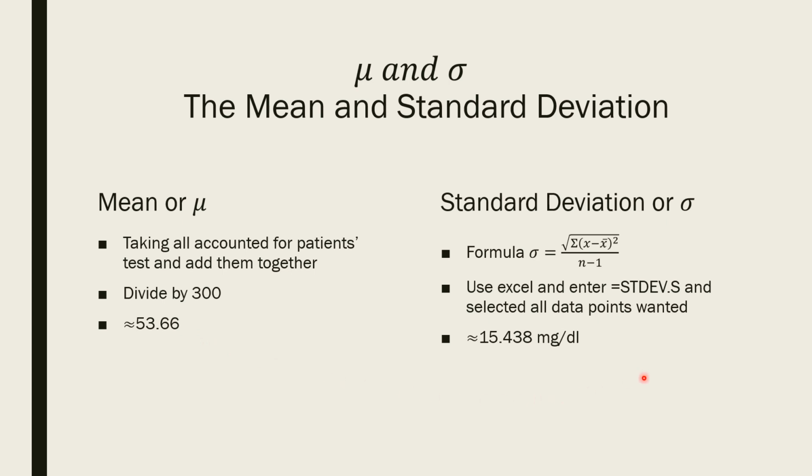And for our next calculation, we're going to look at standard deviation, or sigma. Now this formula right here is the formula that you would actually use if we're doing it by hand. But fortunately, I have the great use of technology. So I actually used Excel and entered equals STDEV.S. And then I selected all the data points that I wanted, which were those tests of the patients, their HDL levels, which gave us a standard deviation of 15.438 milligrams per deciliter.